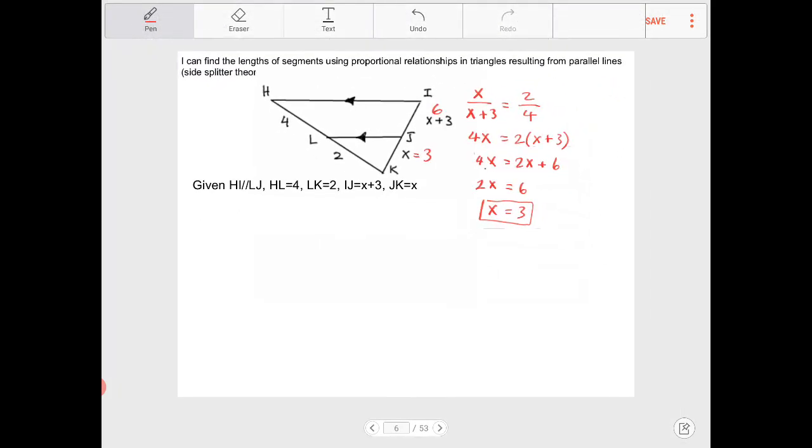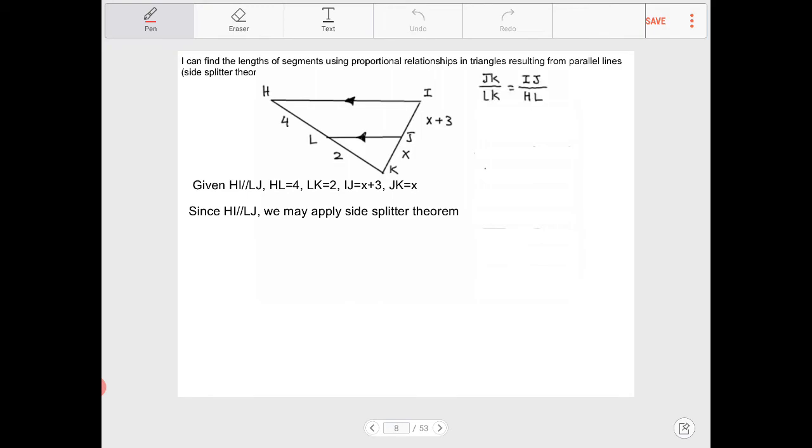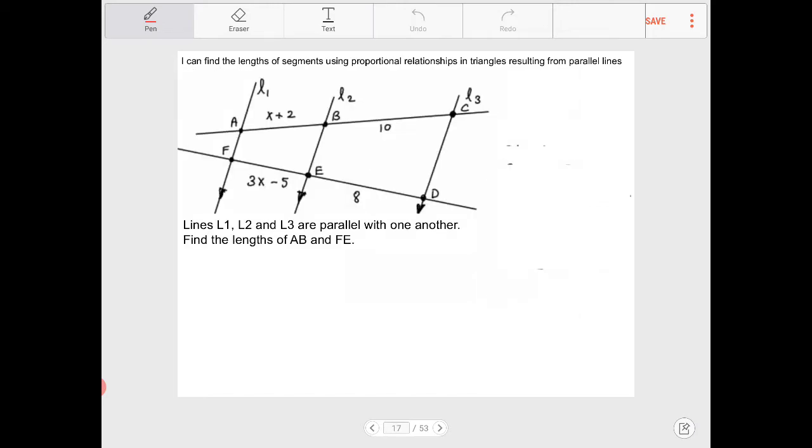The way that I approached it originally, I had set this up a little differently. I created the proportion horizontally, and we end up in the same exact place. x still equals 3. All right, so let's approach another problem. Here we have a set of parallel lines cut by two different transversals. Again, we can compare these segments in this manner, or we can compare segments in this manner.